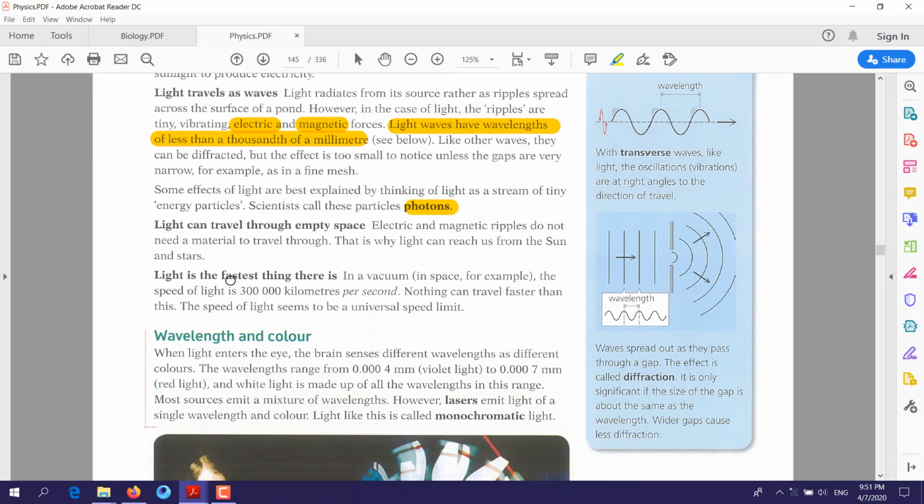Light is the fastest thing there is. When we are talking about the speed of any object, what is the fastest speed till now? It's the speed of light waves.